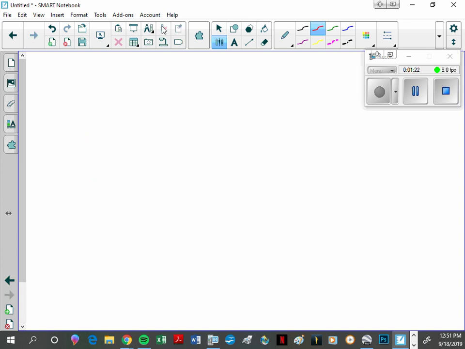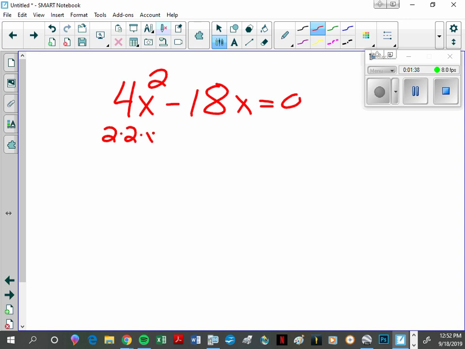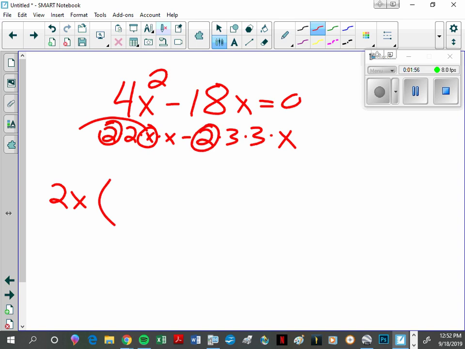What about this? Well, this is 2, oh, and we need equals 0. 2 times x minus 2 times 3 times x. What do they both share? A 2 and an x. So I'm going to take out a 2 and an x from both of them. And what's left?